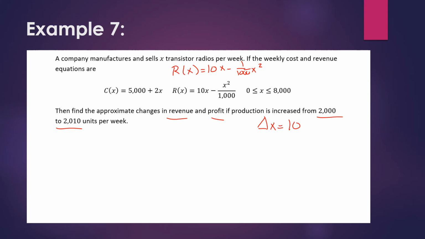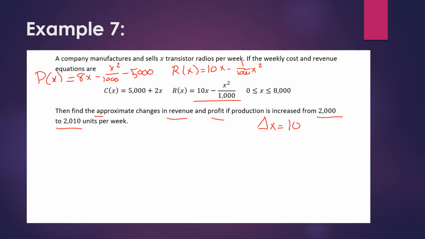But then they also ask for the profit, and the profit was not given to us. So profit, I'll call it P, is revenue minus cost. So it's going to be R of x minus C of x. And that's not too bad. We're going to have 10x minus x squared over 1,000 minus 5,000 minus 2x. So that turns into 8x minus x squared over 1,000 minus 5,000. And I got that by taking R of x and subtracting the C of x.